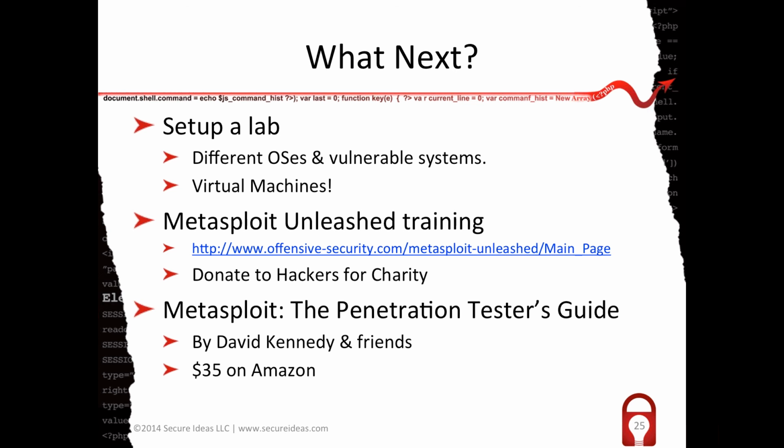There's also a great book called Metasploit, The Penetration Tester's Guide. It's available on Amazon, by Dave Kennedy and several other folks. The only thing is you're not likely to find a used version of this for much cheaper. I'm a pretty big fan of getting cheap used books on Amazon, but this is one of those where when people buy it, they tend to keep it. So it's definitely worth the $35 if you're going to use Metasploit very much.